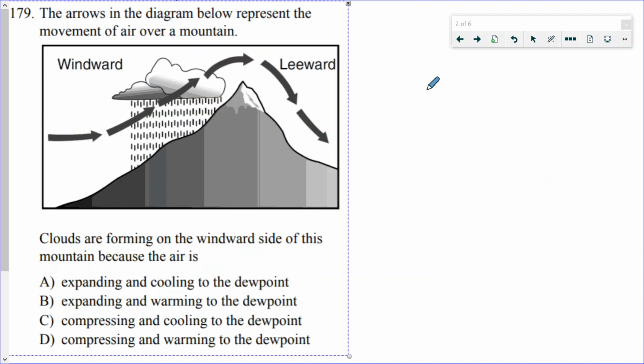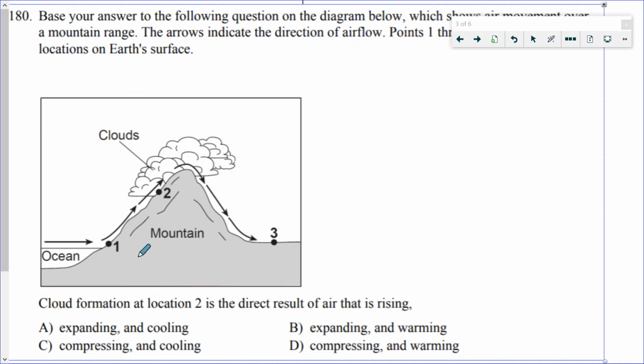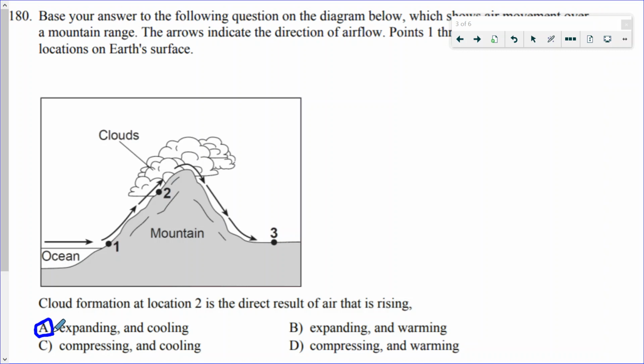Usually the diagrams are drawn from the same direction, but they will flip every once in a while. I keep saying that. Clouds are forming on the windward side. RECC, rising, expanding, cooling, condensation, clouds. Here. Cloud formation at 2 is the direct result of rising, expanding, cooling, condensation, clouds. It's really a similar question most of the time. They can't ask it too many ways. Like I said, sometimes they'll flip the direction, but that's about all they could do.